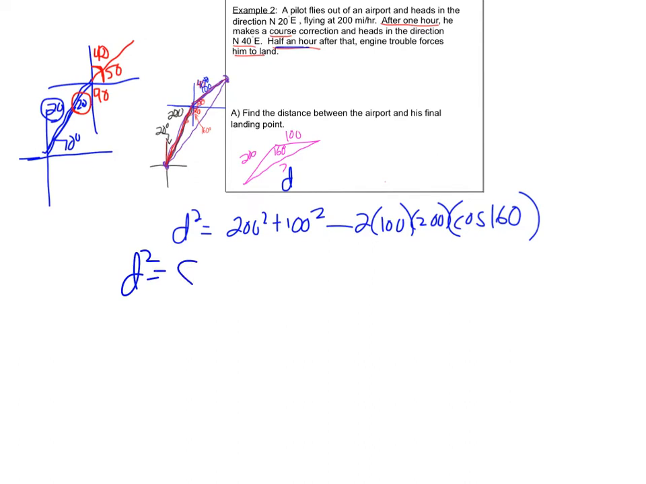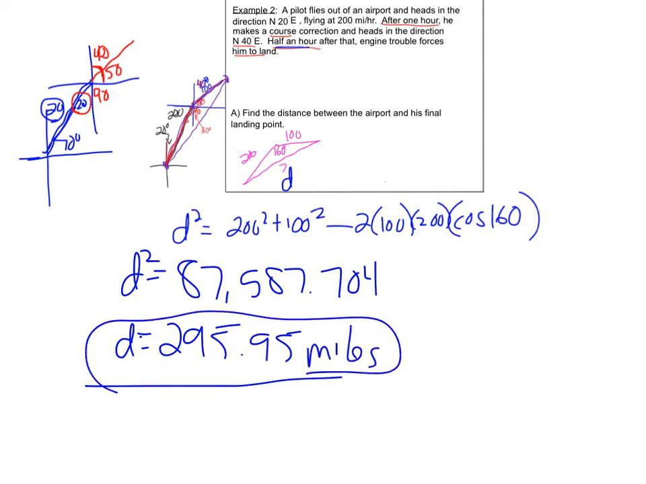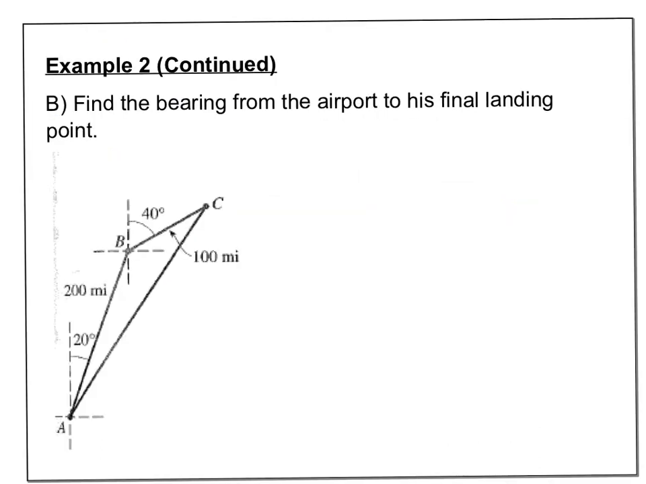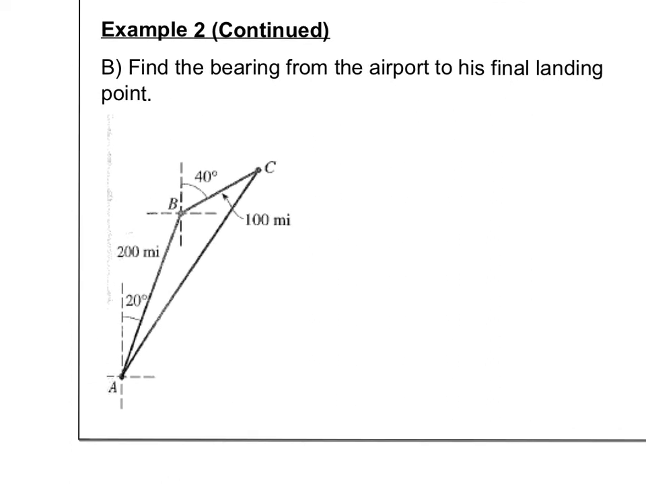So d squared equals 87,587.704. If I square root that, my distance is a little over 295, not quite 296 miles. So 295.952 miles. All I did was figure out this angle, and then it became a law of cosines situation. Now, find the bearing from the airport to the final landing point.